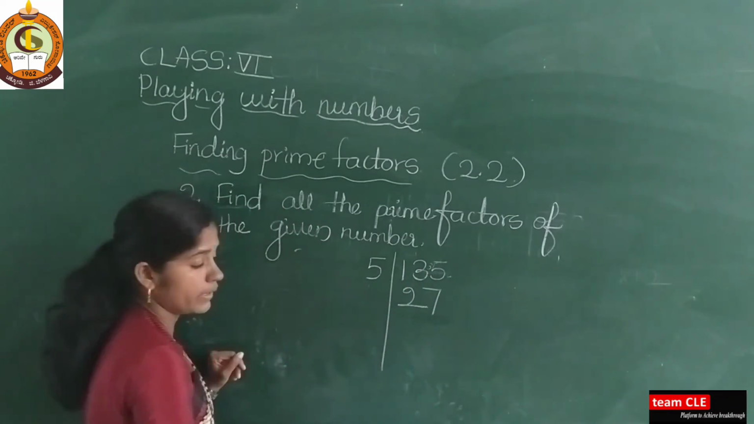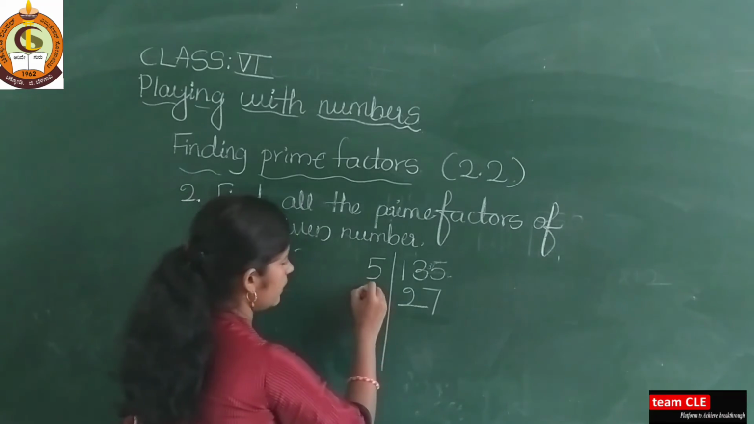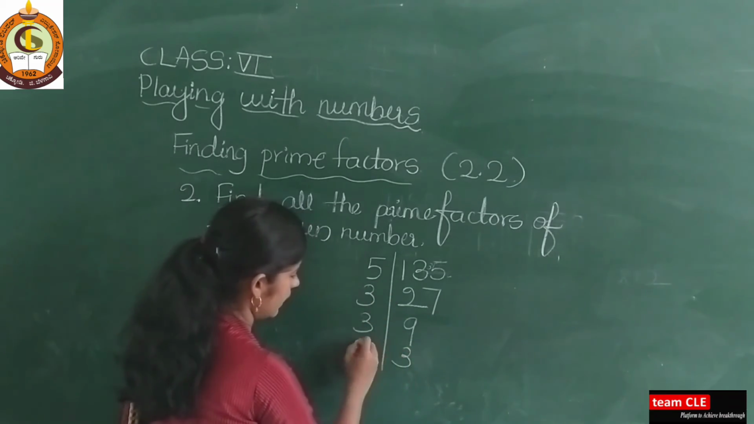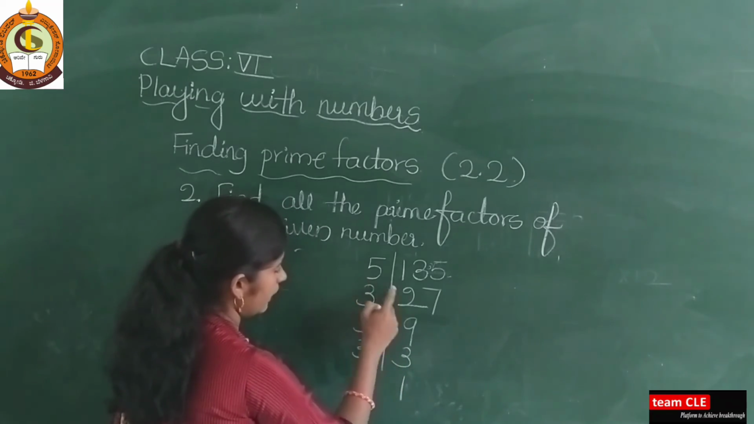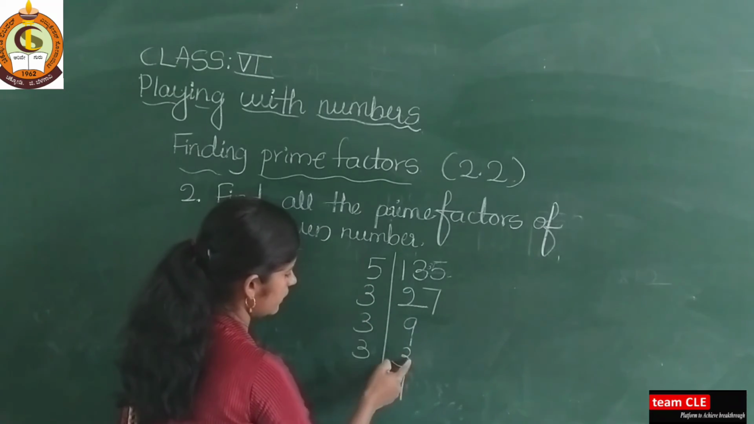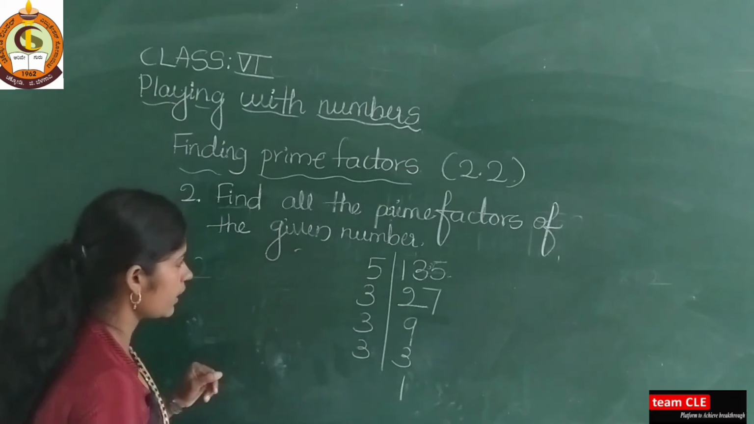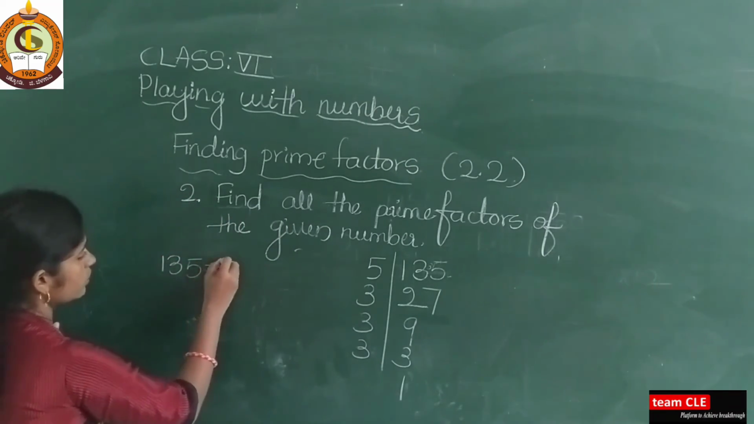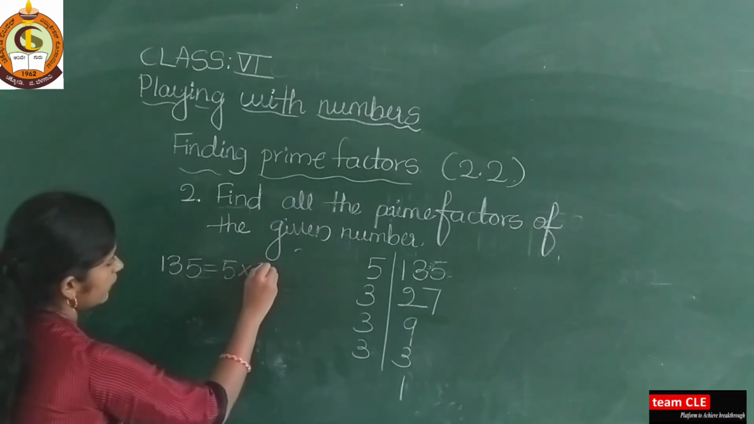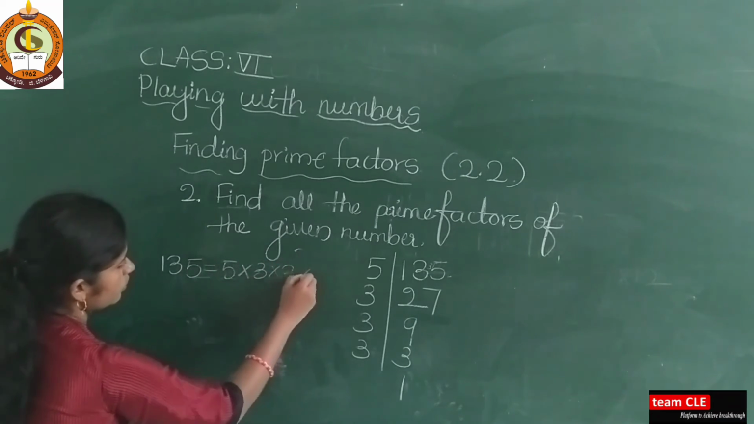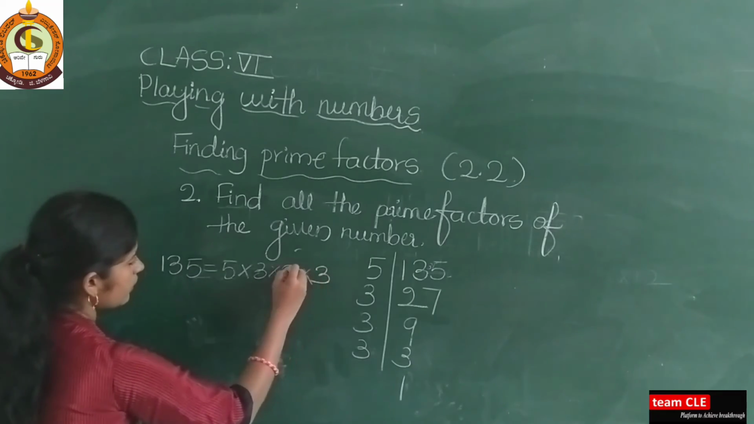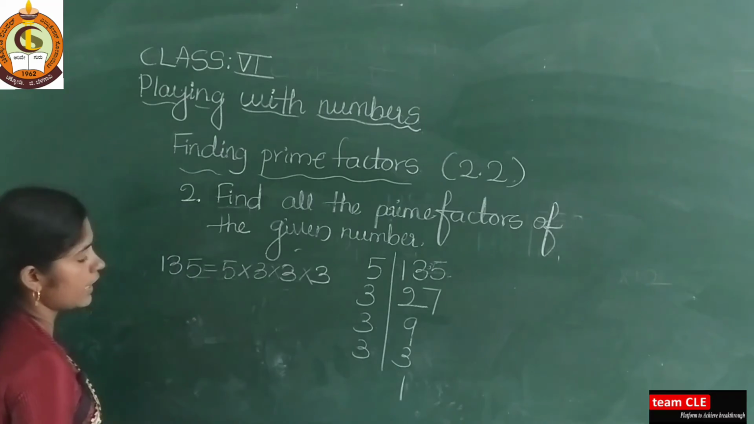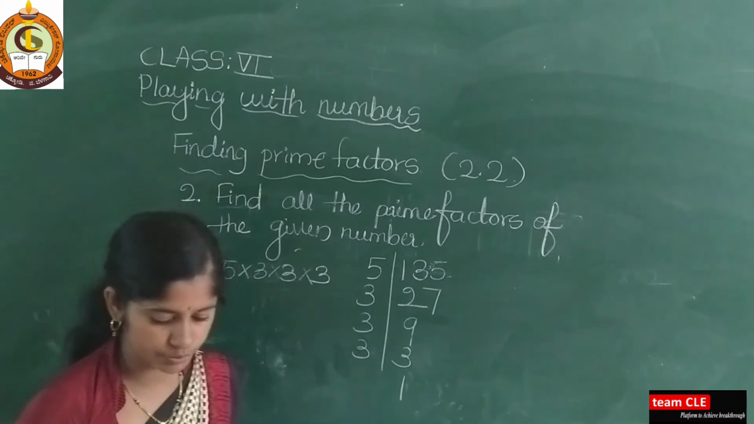So see, 27 is there in the 3 1s are table. Take 3 9s are 27, 3 3s are 9, 3 1s are 3. So write here, 135 is equal to 5 into 3 into 3 into 3. So this is how you have to find the prime factors of the number.